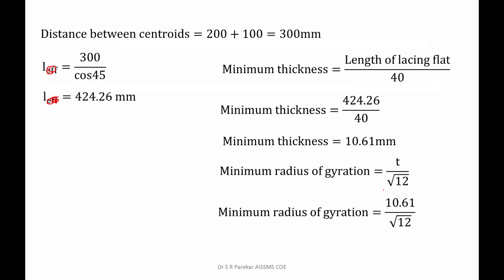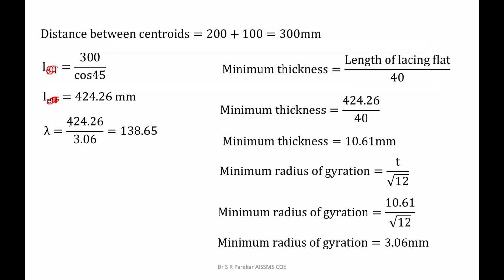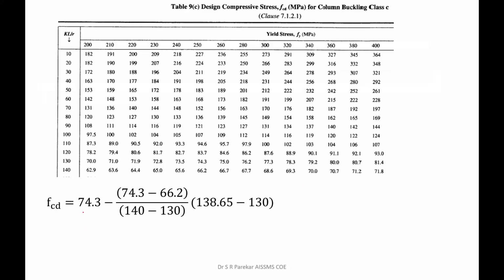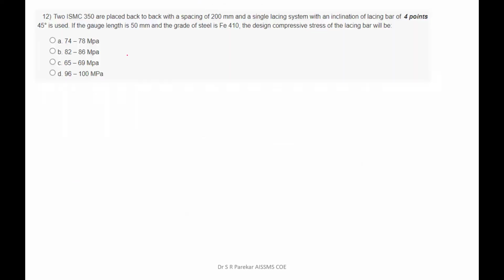Minimum radius of gyration is t by root 12, so 10.61 upon root 12 gives 3.06. So lambda is 424.26 upon 3.06. The effective slenderness ratio, length upon radius of gyration, is 138.65. Class C, and then in class C we will have fcd. The value is 74, so we have to consider between 70 and 80. This comes to 67.29 Newton per mm square, because this is table 9C. And then you can see 67, so we have option C.